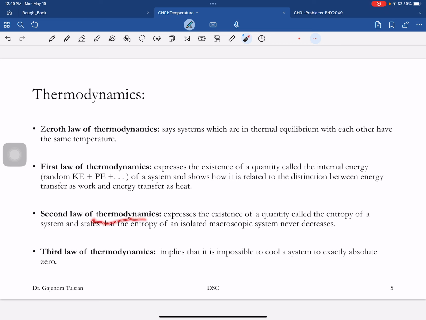And then the second law of thermodynamics expresses the existence of a quantity called entropy. And one of the things about entropy is for an isolated system, the entropy never decreases. So we'll learn about that. And the third law of thermodynamics tells you that you can't cool a system to absolute zero. Absolute zero is 0 degrees Kelvin. What do you guys know about absolute zero? Superconductors? What's the temperature when particles stop moving? That's right.